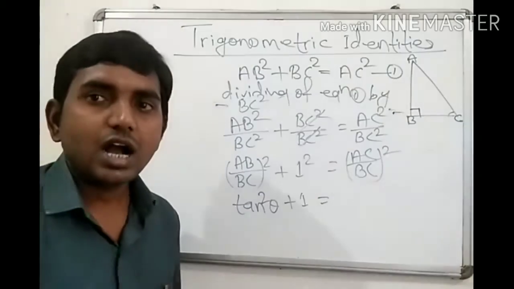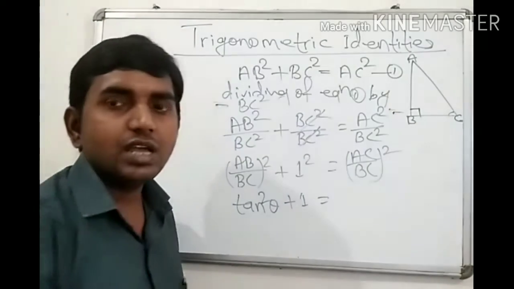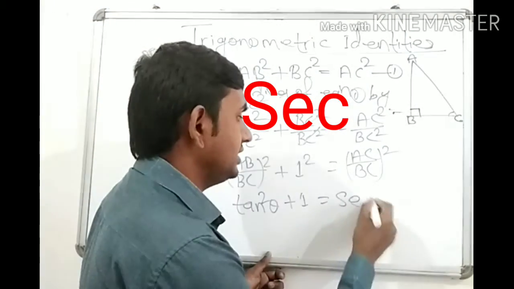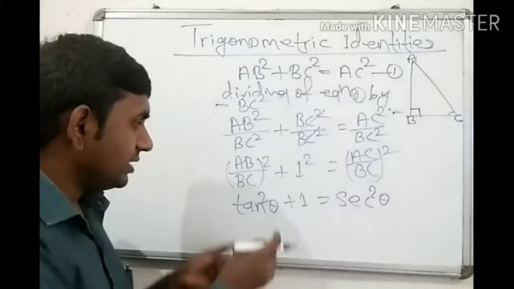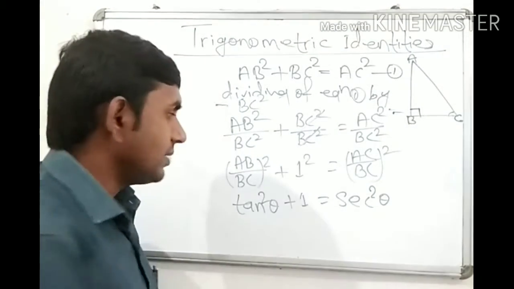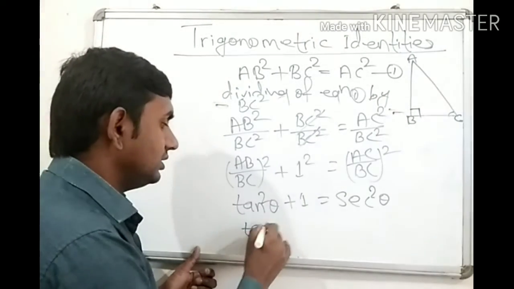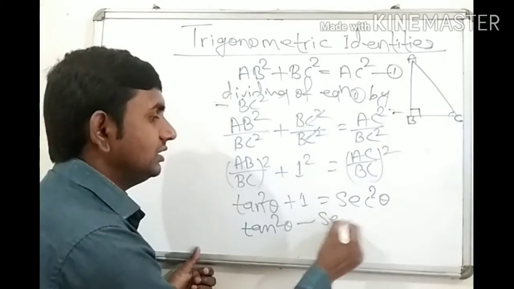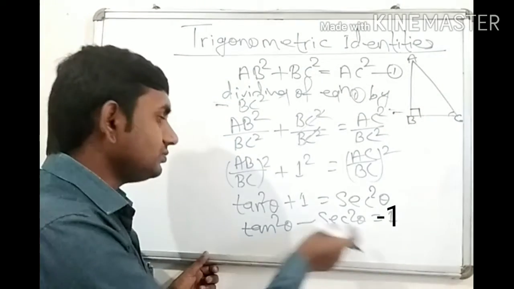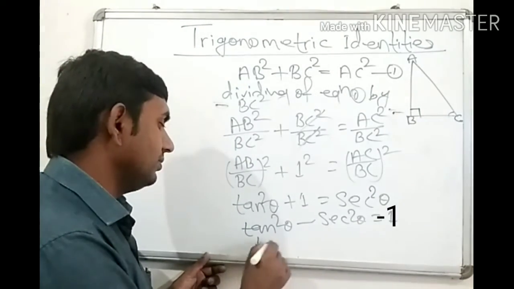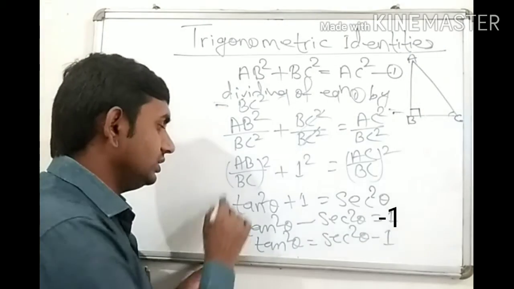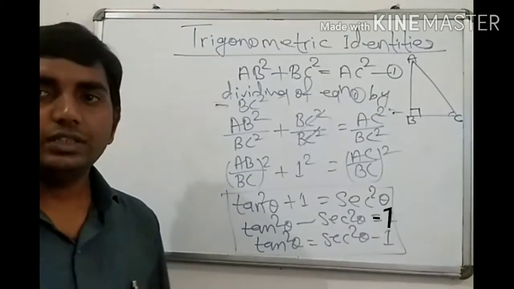AC is the hypotenuse and BC is the base. Hypotenuse by base indicates sec theta, so we write sec square theta. Now we have the relation tan square theta plus 1 is equal to sec square theta. If we transpose it, then we have sec square theta minus tan square theta is equal to 1. In the next step, if we transpose 1, then we have tan square theta is equal to sec square theta minus 1. So by this one equation, we find other relations.